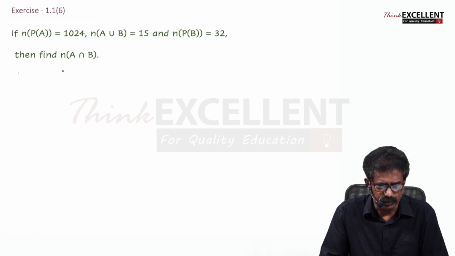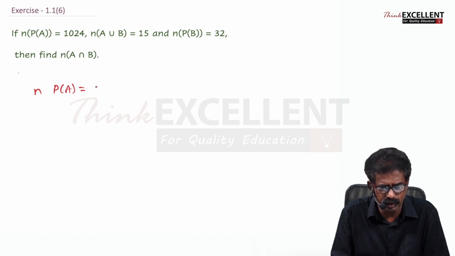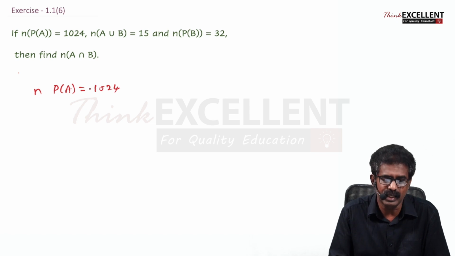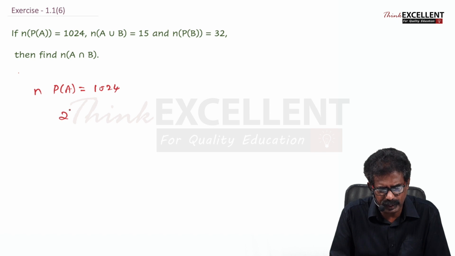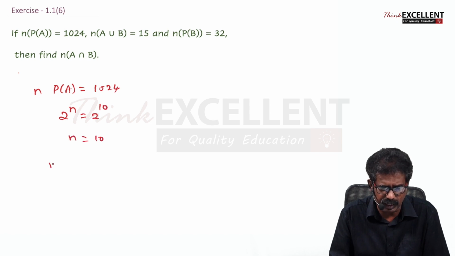Now let's go for the next question. If n of P of A is 1024, so from here you can find n of A, right? n of P of A means 2 raised to n. 2 raised to n equal to 1024. 1024 is 2 raised to 10. So n equal to 10, that means number of elements in A is 10.